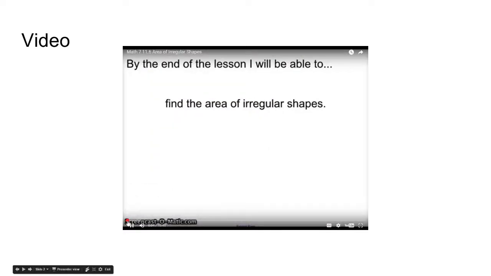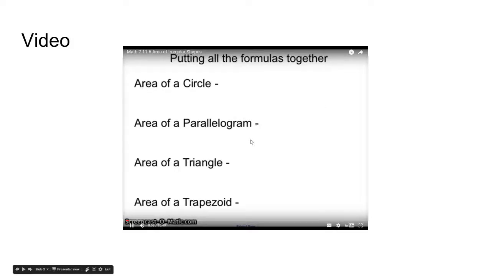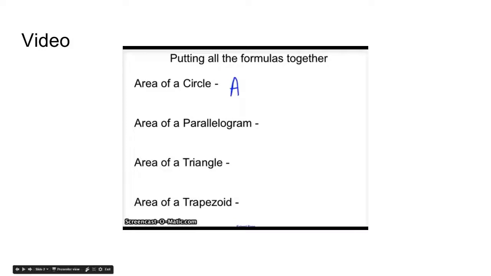Shapes. By the end of the lesson, I will be able to find the area of irregular shapes. Let's revisit all the formulas that we've learned because we might have to use them when we're finding the area of irregular shapes. Make sure that you have these all written down in tonight's notes so that you have them all in one place.